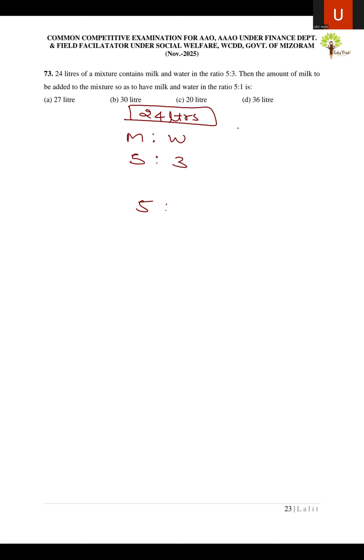So in such kind of questions, I recently told this question in the class: the amount of milk to be added, they are adding what? Adding milk. Now, whatever thing they're adding, another component remains same. Again, listen to this. Whatever thing they're adding, another thing remains same.